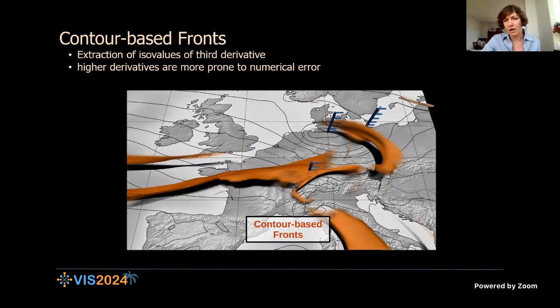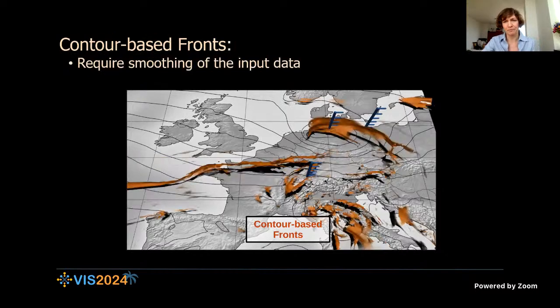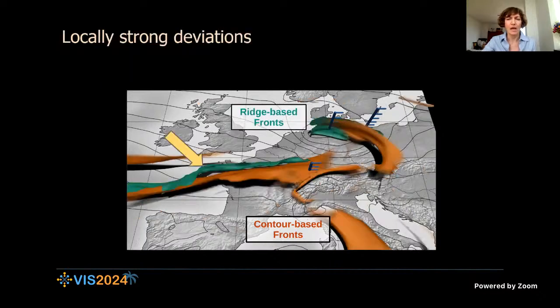However, computations up to the third derivative can introduce larger numerical errors compared to computations of the second derivative. Furthermore, contour-based methods require data smoothing to receive coherent front representations. Otherwise, we would only receive loose patches. When we compare both front visualizations directly, we see that they follow a similar path. But in some regions, they deviate, especially where the ridge-based fronts exhibit greater curvature, although we expect them, as I said, to be at the same location.